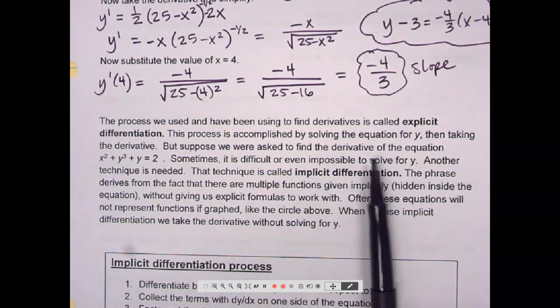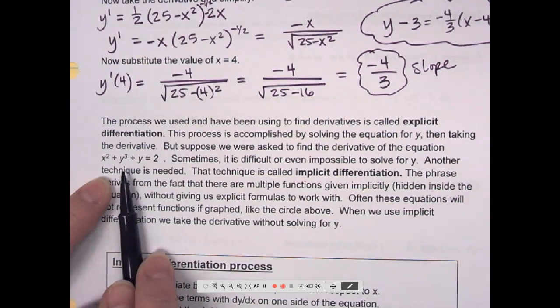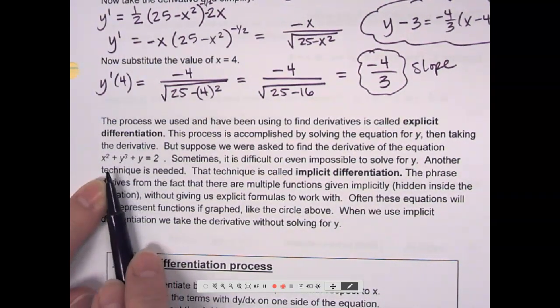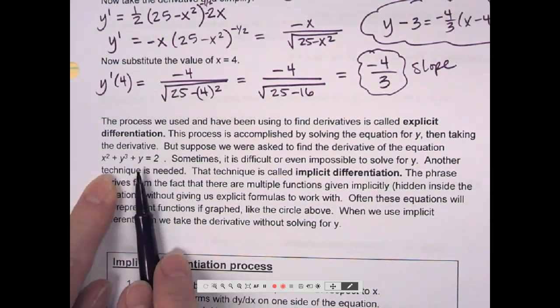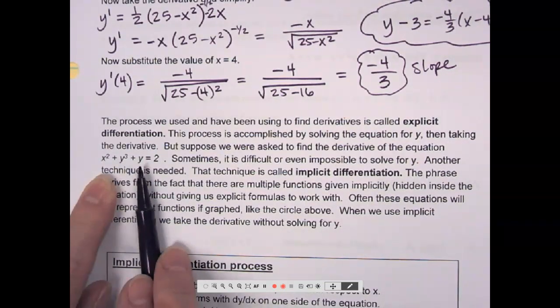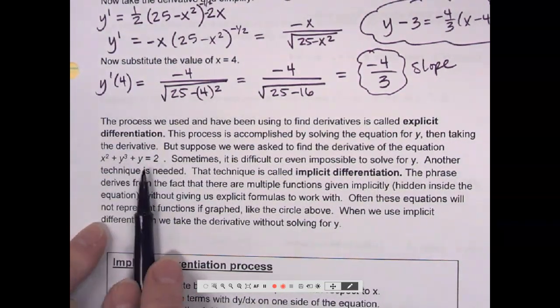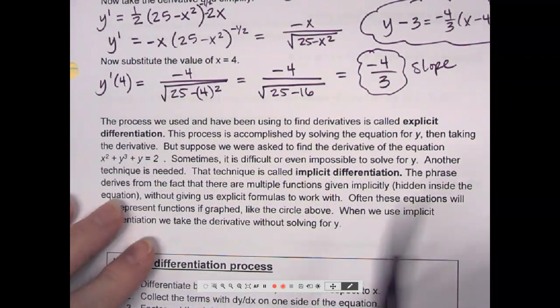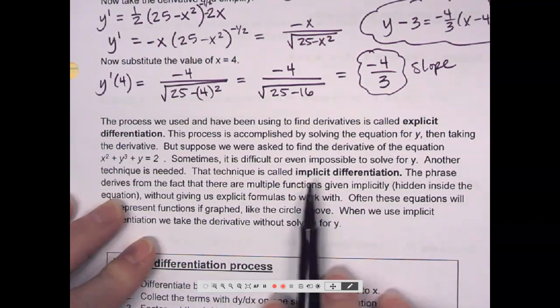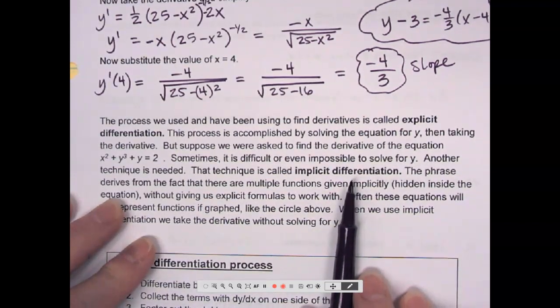But suppose we were asked to find the derivative of this equation. Just take a look at that. What if I said solve for y there? Could we do it? We can't really isolate y because it's involved in two different terms, and one of them is cubed. Sometimes it's difficult, even impossible to solve for y. Another technique is needed. Alas, here comes our technique called implicit differentiation.